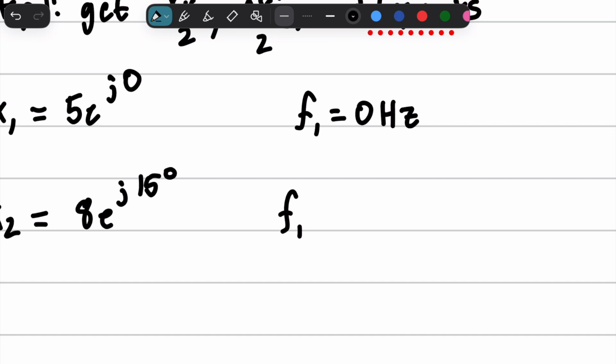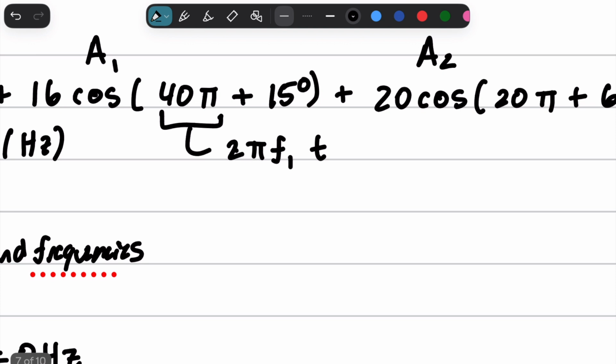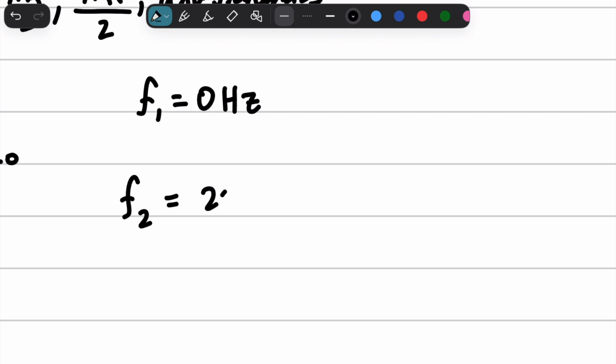And then our f2 is going to be, now remember that this portion right here is 2 pi f sub k t, but in this case it would be f sub 1 because we're looking at the a1 term. And so we just need to divide this by 2 pi, and so we're going to get 20 hertz.